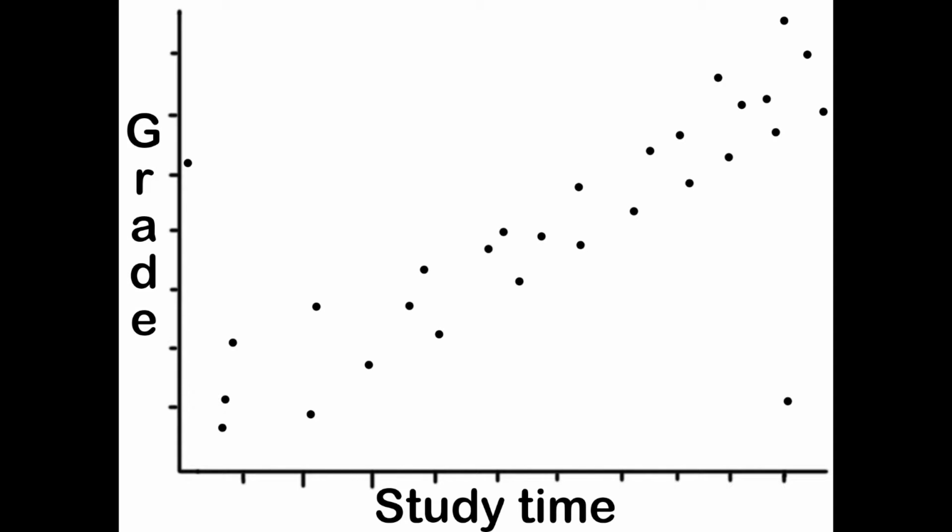A study was done on high school students measuring the amount of time they studied versus their grade. You can see in the graph that the more the students studied, the higher their grade was in that class. The form of this graph is linear.